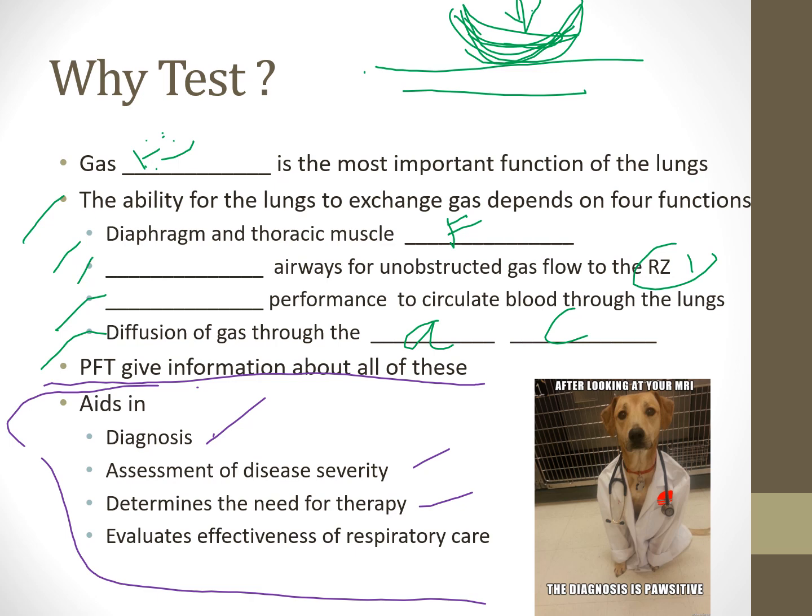So we can also see at the last part here, evaluate the effectiveness of respiratory care, right? If we give a medication and we see that response, we see that they can blow out faster or they can take a deeper breath, then that tells us that our treatment is currently effective for the patient. But what if we give it and we don't see those changes, right? That's where we need to make sure that we're then going forward with a different therapeutic intervention, a different approach to that patient's therapy.